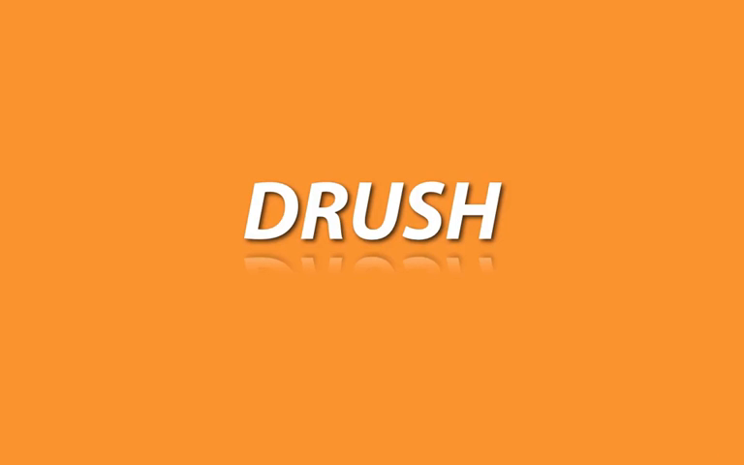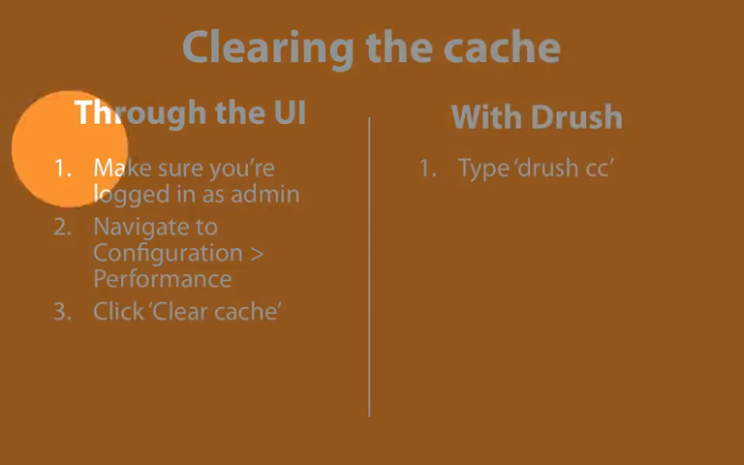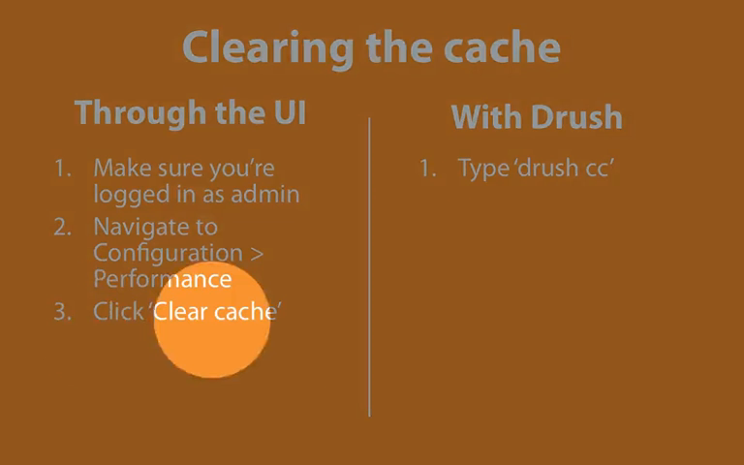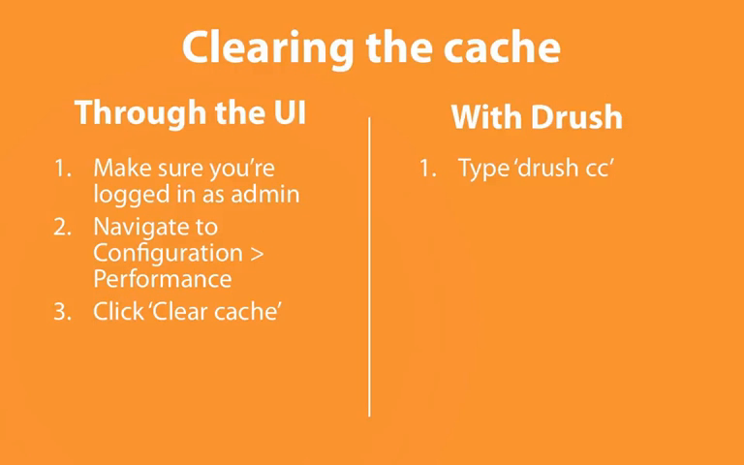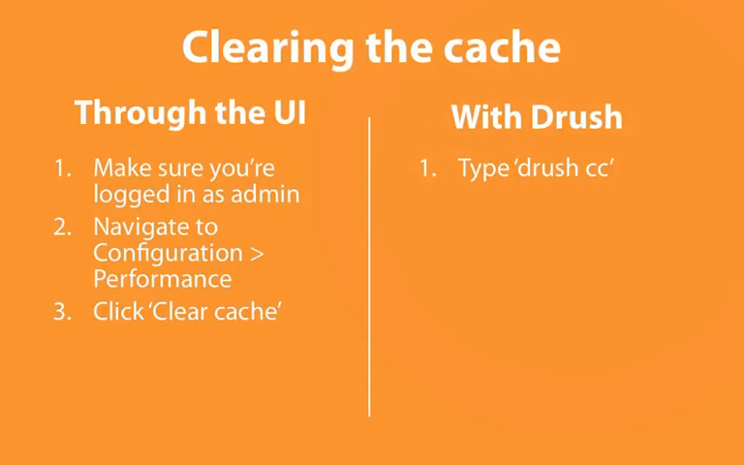Now, the power of Drush will really unfold as you begin to see what it can do, but let me give you just a quick introduction about a few different tasks that we can perform through Drush that will simplify our workflow. So first of all, to clear the cache through the user interface, we first have to make sure we're logged in, and then we need to navigate to configuration, and then performance, and then we need to click clear cache. With Drush, there's just one command. We type drush cc, and the cache is cleared.